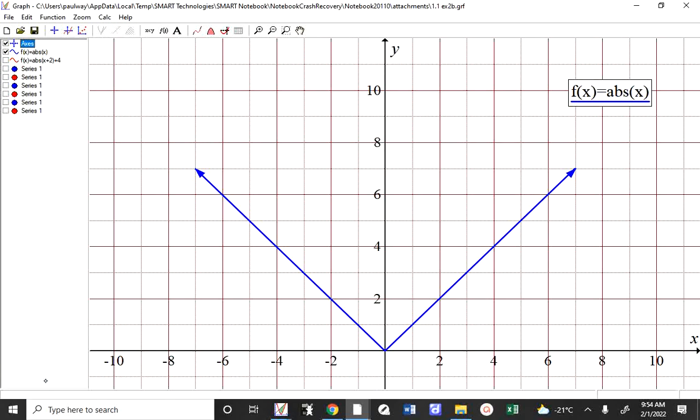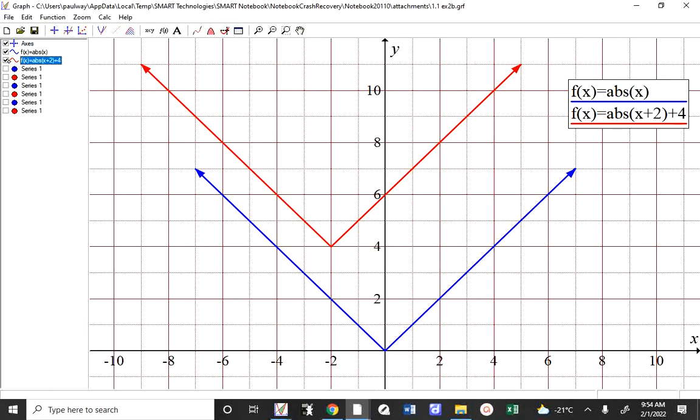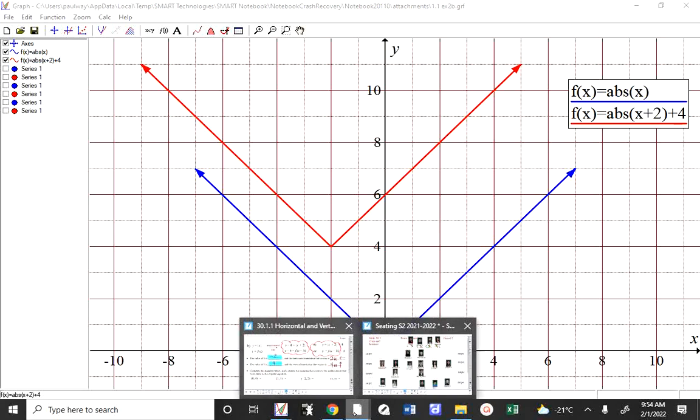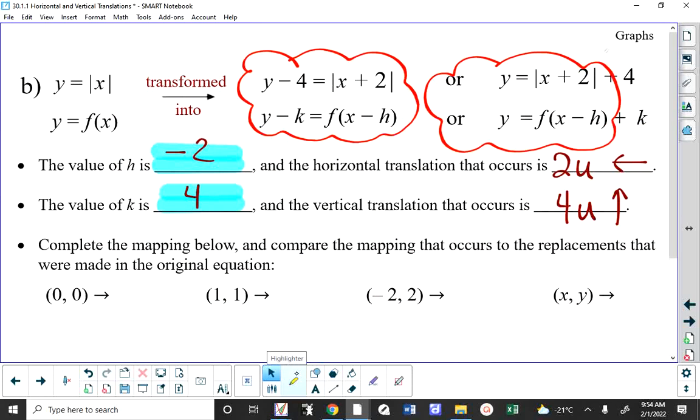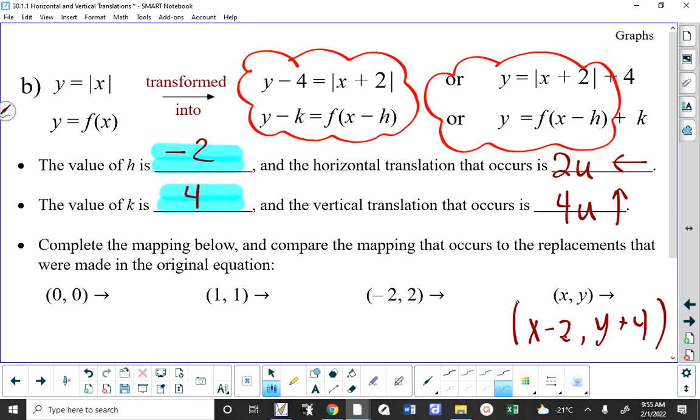There's the absolute value of x. Here's the absolute value of x plus 2 plus 4. 2 to the left and 4 up. And when I talk about abstract and generalities, you understand that we can't keep having to resort to looking at the graphs to answer these questions. We could, but it's time consuming. What's the mapping that occurs? Well, let's cut to the chase here. x turns into x minus 2 because it's shifted 2 to the left. y turns into y plus 4. In other words, every x coordinate is decreased by 2 and every y coordinate is increased by 4.